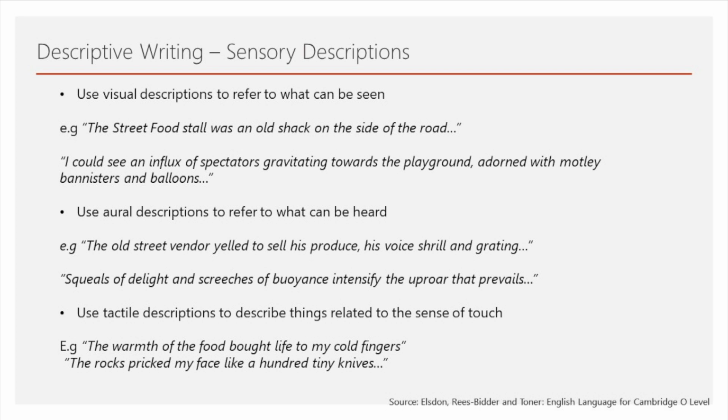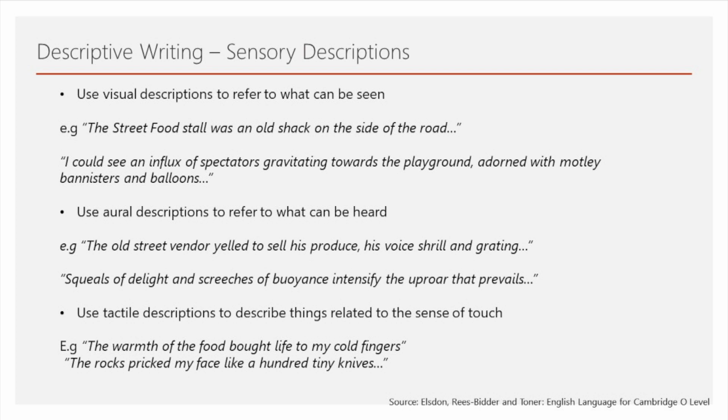Using visual descriptions to refer to what can be seen. For example, the street food stall was an old shack on the side of the road. Or, I could see an influx of spectators gravitating towards the playground, adorned with motley banisters and balloons. These visual descriptions transport the reader into the scene that is being created.